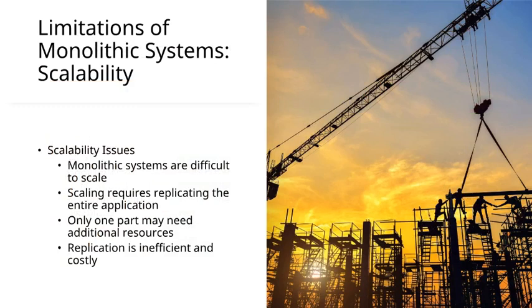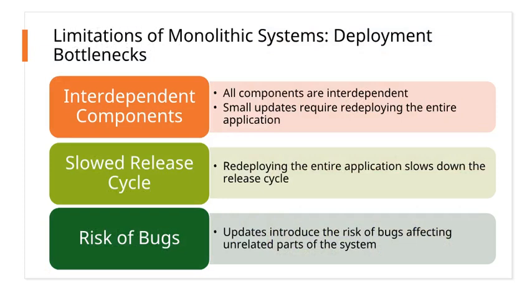Scaling monolithic systems is challenging. It requires replicating the entire application, even if only one part needs more resources. This process is inefficient and costly. Deployment bottlenecks occur because all components are interdependent. Small updates require redeploying the entire application, which slows down the release cycle and introduces the risk of bugs affecting unrelated parts of the system.